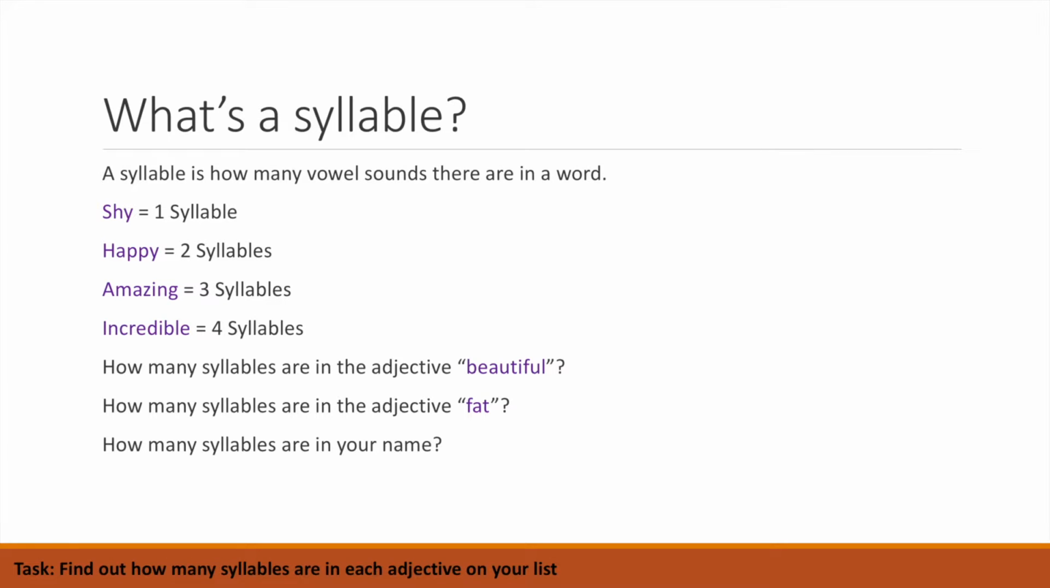What's a syllable? A syllable is how many vowel sounds there are in a word. So for example, we have the word shy. Shy has 1 vowel sound, therefore it's 1 syllable. Happy, 2 vowel sounds, so 2 syllables. Amazing, 3 vowel sounds, 3 syllables. Incredible, you got it, 4 vowels, that means 4 syllables.